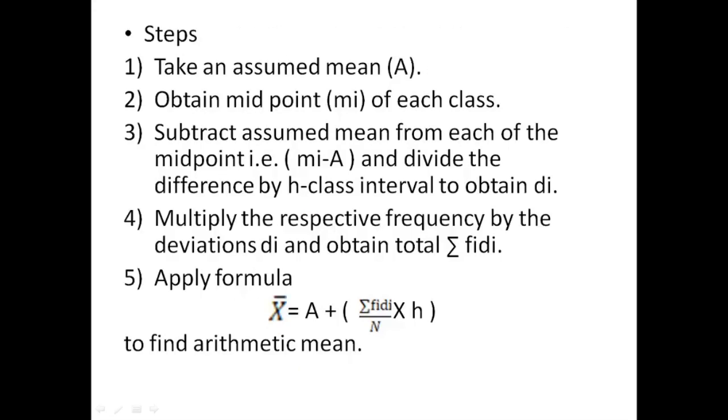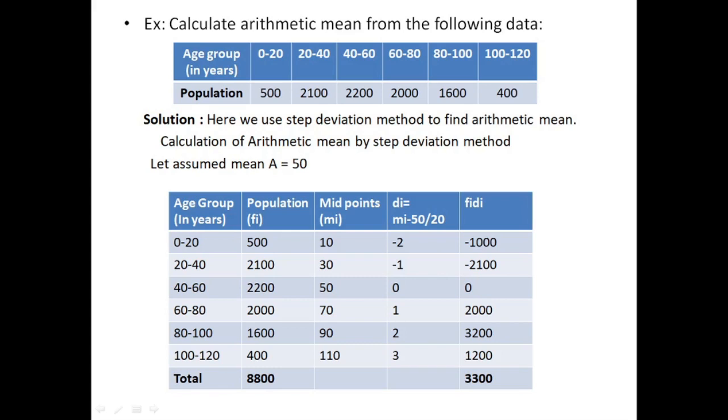The steps for calculating arithmetic mean by the step deviation method are: take an assumed mean a. Firstly we have to decide what a is. For assumed mean there are two types of data. The first is if the number of observations is odd, meaning if there are 3, 5 or 7 observations. Then the assumed mean is the midpoint of the middlemost observation. Since in our example we have 6 observations, that is 1, 2, 3, 4, 5 and 6.